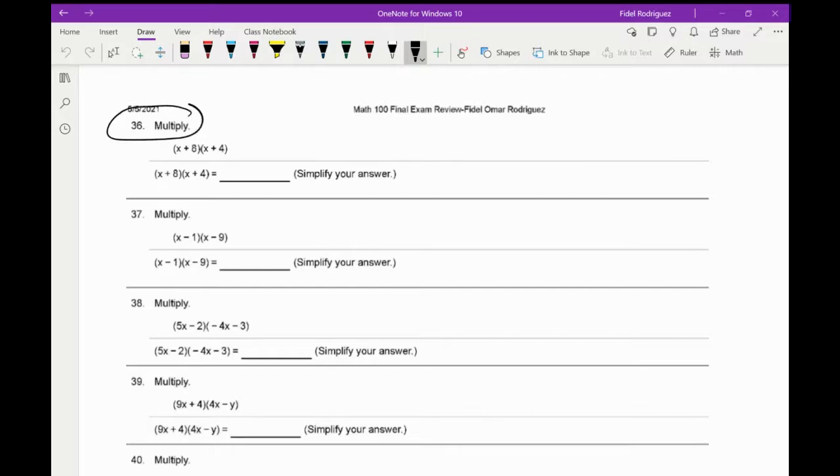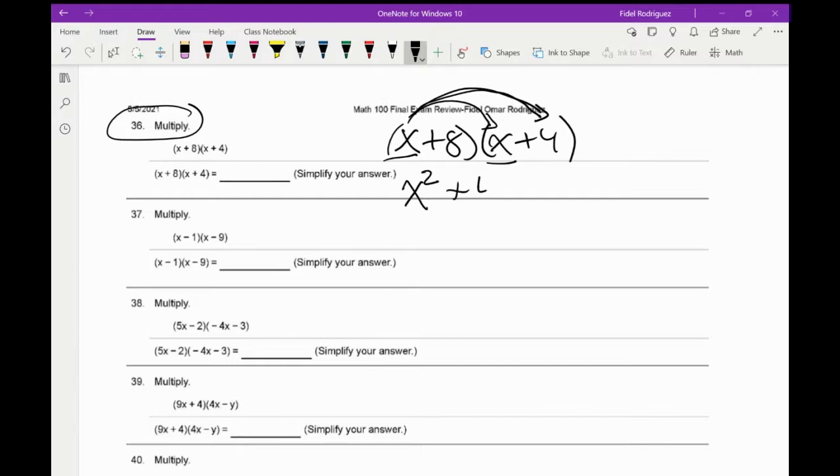Okay, so here's number 36, and it's asking us to multiply. And we have x plus 8 times x plus 4. So if I open my pen, x plus 8 and x plus 4. Okay, so I'm going to multiply it like this and like that. Okay, so when we first multiply x times x, y'all, that is going to give me an x squared. And x times 4 is going to give me a 4x.